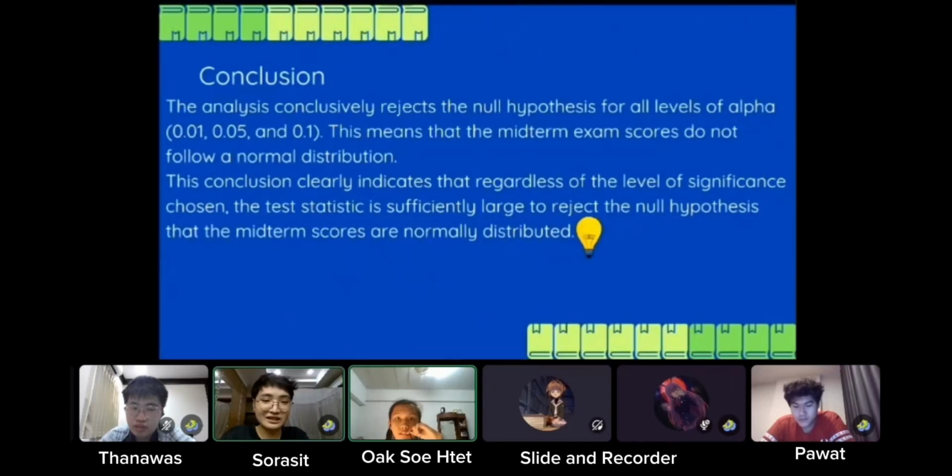So the analytics consequently reject the null hypothesis for all levels of alpha. This means that the midterm exam score does not follow a normal distribution.